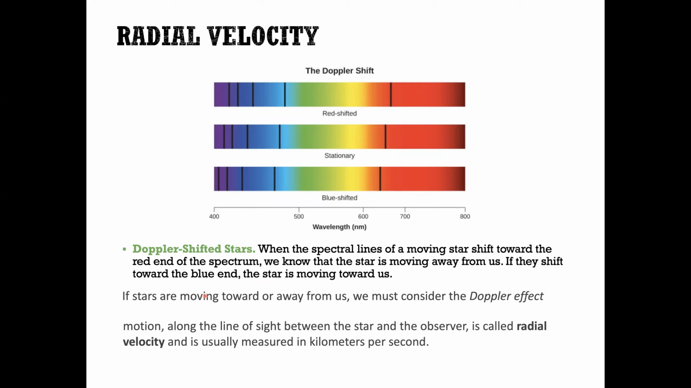Now, you cannot measure the redshift and the Doppler effect across the sky, right? Where you can measure these Doppler shifts of the stars is if a star is moving away from you or towards you, right? And that is called radial velocity, right? And this is usually measured in kilometers per second.